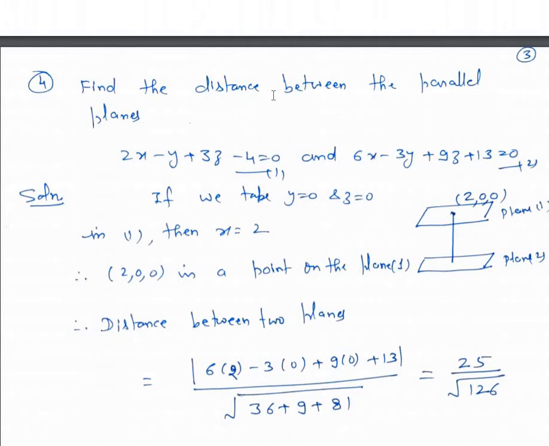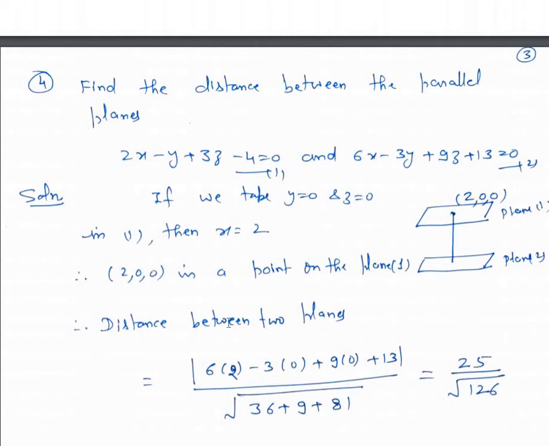Now the simple method to find out distance between these two parallel planes is to take one point on any of these planes. Any point. So simplest is that you take y0 and z0. And if you take y0, z0 here, x is equal to 2. So therefore 2, 0, 0 is a point on the first plane. It's not necessary that you take y and z0. You can take any x, z0, any you can take as 0.